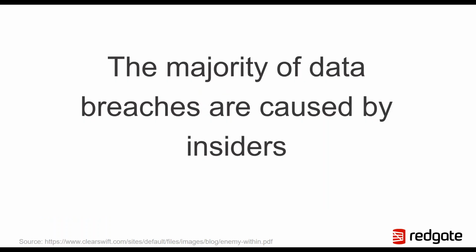What's also interesting and relevant, especially when you're controlling the movement of data inside your organization, is that the majority of breaches are caused by insiders. You can see the source there at the bottom was Clear Swift. If you have a look around various surveys, there's a broad range of findings, but most investigations conclude that the majority are caused by insiders. So it's a very real concern.